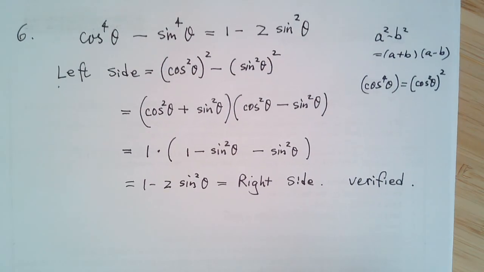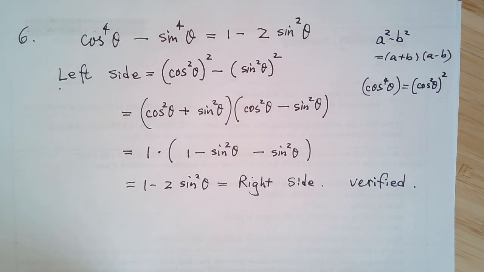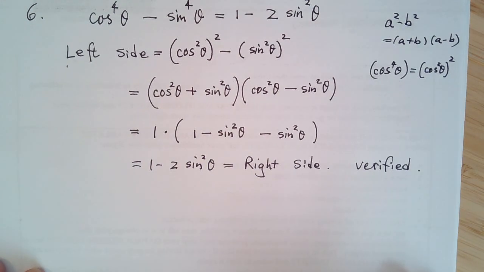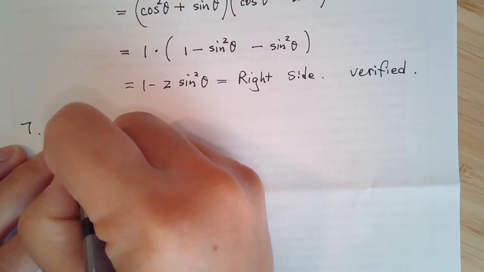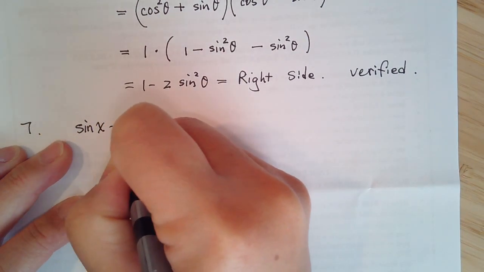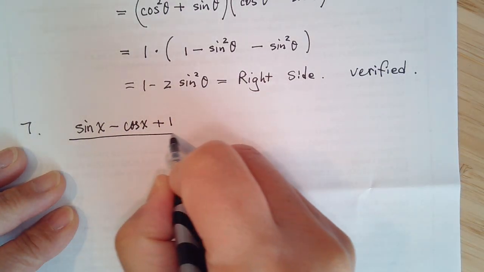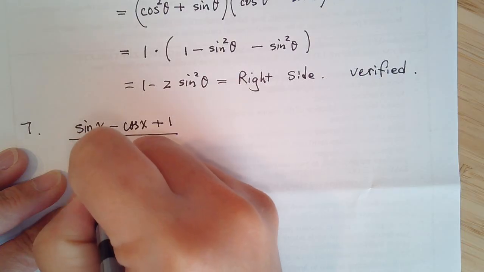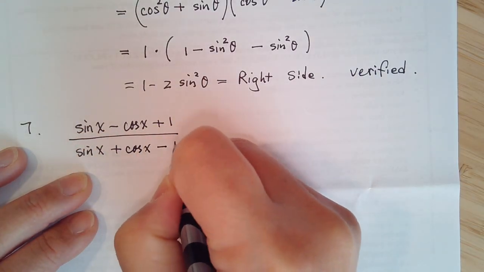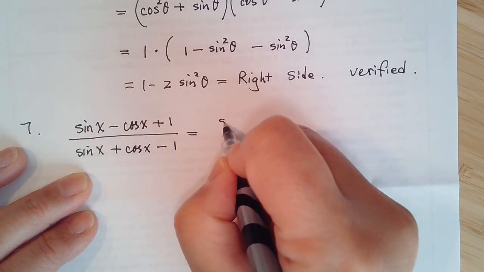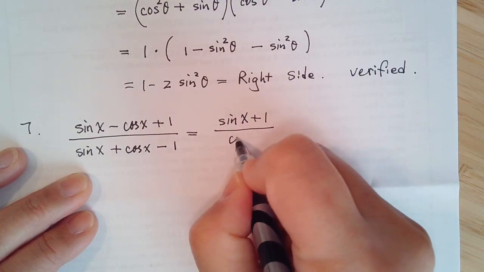All right, so this is how you work on this question. I'm going to give you one more, and then we're done for this session. The last one looks very interesting. It goes (sine x minus cosine x plus 1) over (sine x plus cosine x minus 1) equals (sine x plus 1) over cosine x.